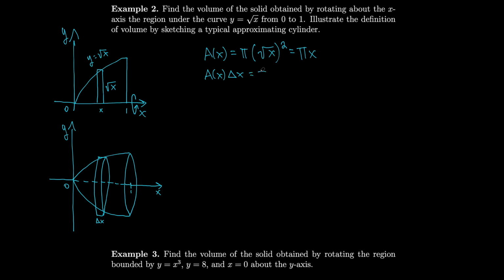So that's pi x delta x. So that's what we're going to integrate. So we take the integral from 0 to 1 of A of x dx, which is the integral from 0 to 1 of pi x dx. And that's just pi times x squared over 2 from 0 to 1, which is pi over 2.